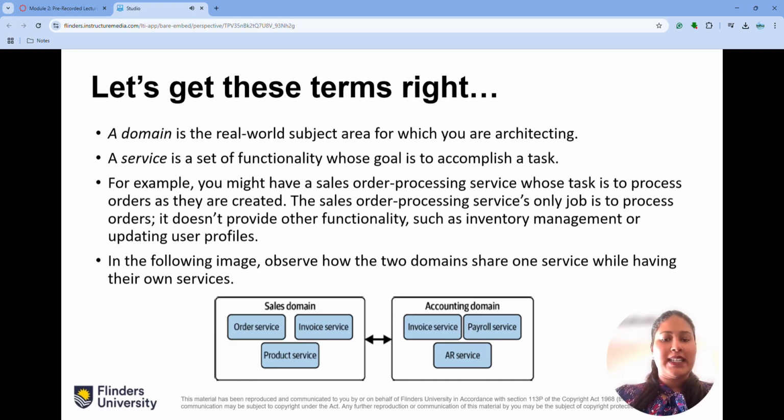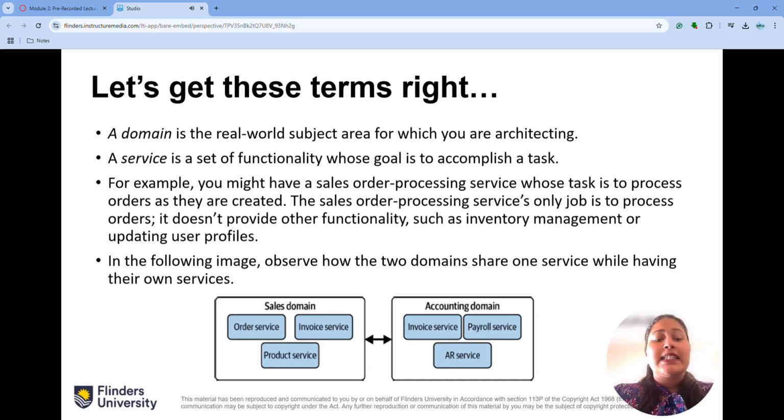In system architecture, it's crucial to understand the distinction between domains and services, as these components form the foundation for designing scalable and efficient systems. A domain refers to the real-world subject area for which you are architecting a system. It's the area of focus or expertise that the system is intended to serve. Domains often represent specific business areas or functional boundaries within an organization. For example, an e-commerce platform might have domains like sales, inventory, and user management.